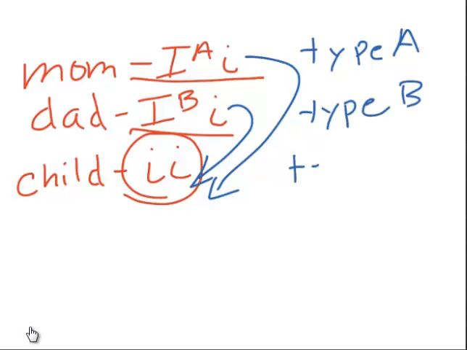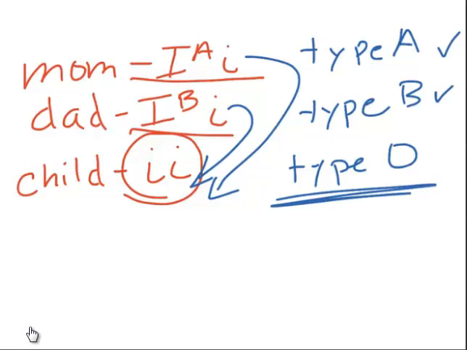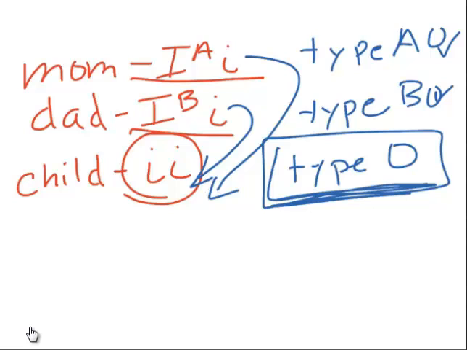And this child has type O blood. There's a lot of people out there who don't know the exact science behind blood types, so they'll say the mom's type A, the dad's type B, there's no way that this could be the child, but that's not true. That could be the child because this dad was BO and this mom was AO. So yes, they could have a type O child. That is possible.